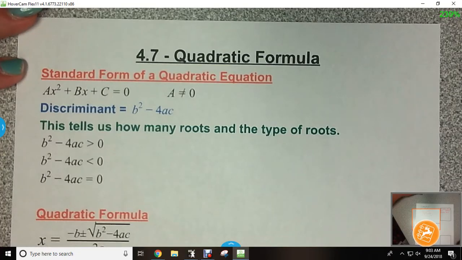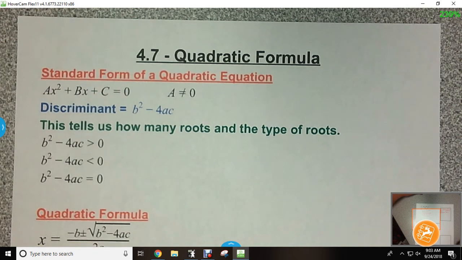All right, this is section 4.7. This is the last section we're doing in chapter 4. Your test is going to be over sections 4.5, 4.6, 4.7, and 4.8. Remember, we did this chapter a little bit backwards. We did 4.8, and then we did 4.5, 4.6, and here's 4.7.